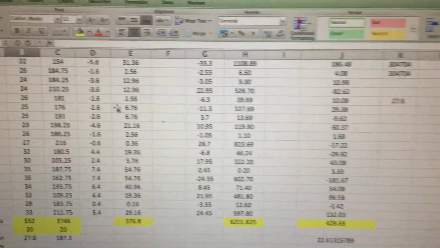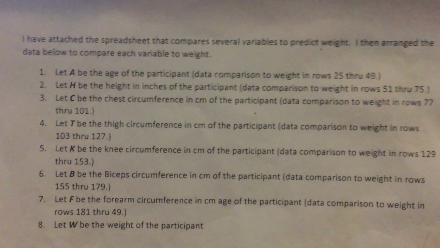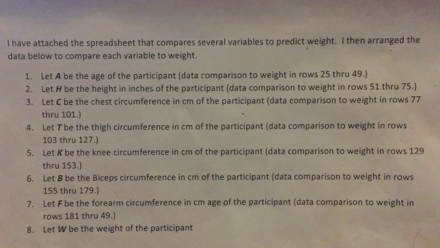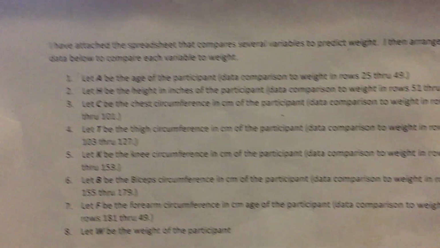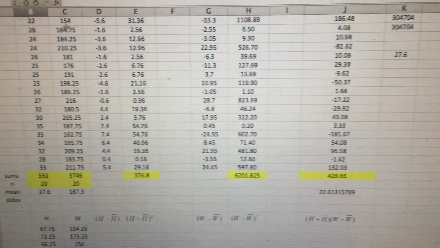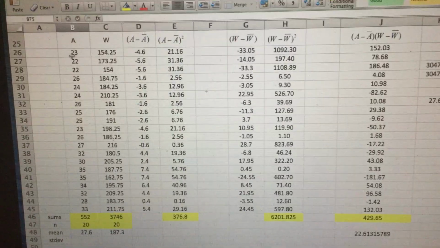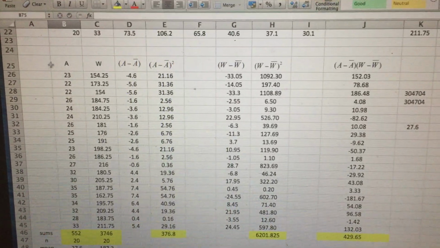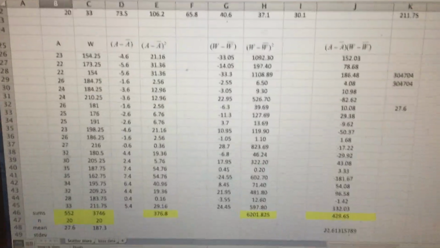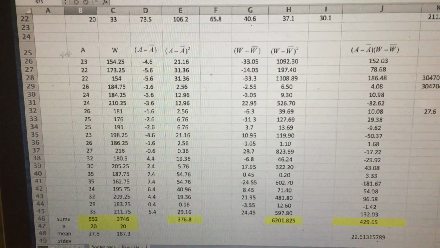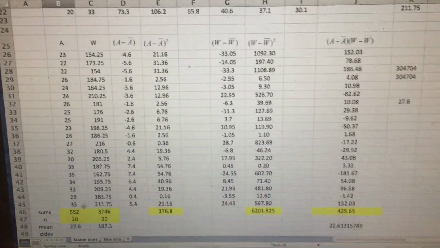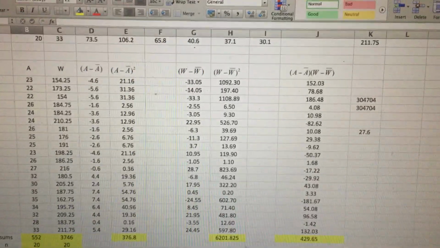Okay, so now we're going to work on the worksheet. Here we go. We've got number 1. Let A be the age of the participant. Data comparison to weight in rows 25 through 49. Okay, the data is right here, rows 25 through 49. Those have all to do with age. That's the main variable we're focusing on.